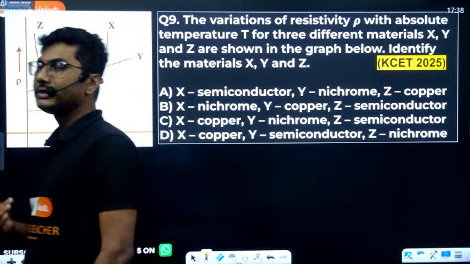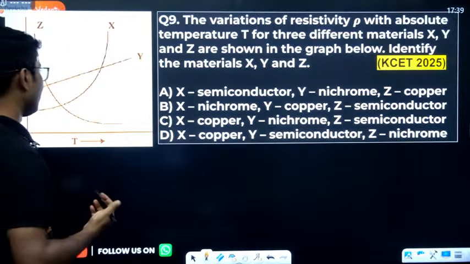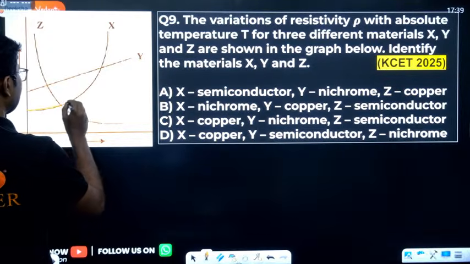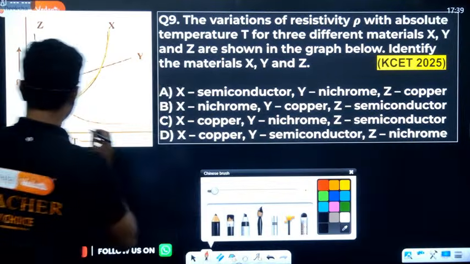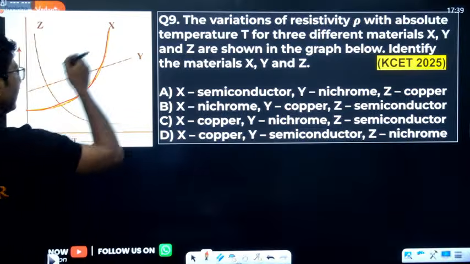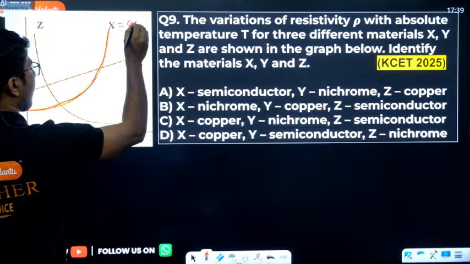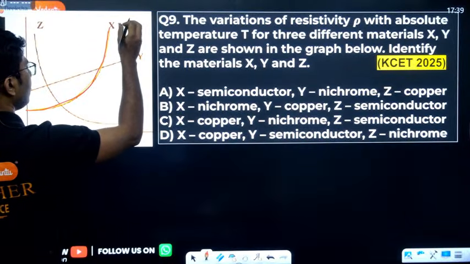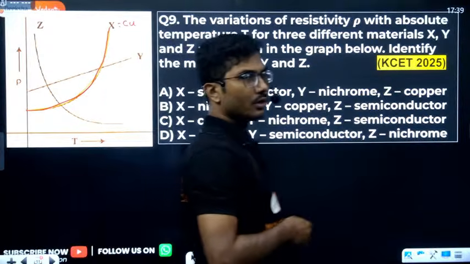Now, if you increase the temperature of a good conductor, its resistivity increases. So X definitely represents the conductor, because its resistivity is increasing. This is the increasing graph. So X must be copper. Now what about the other two?